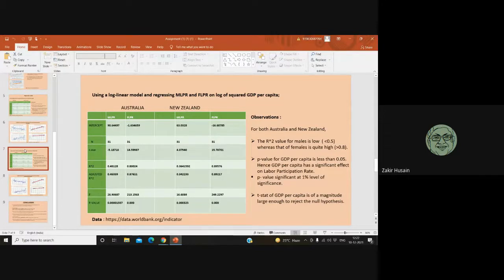See, when you have to present everything, you have to think about space. Instead, just put an extra column at the top. Merge the cells above MLPR and FLPR, write Australia. Above MLPR, just put New Zealand. There's no need for an extra column.